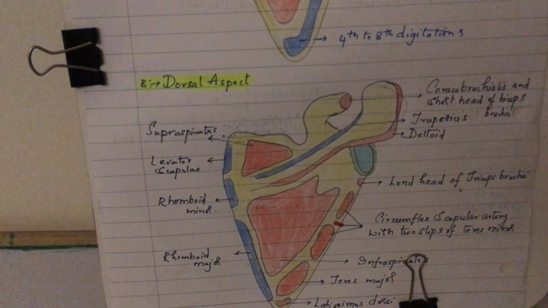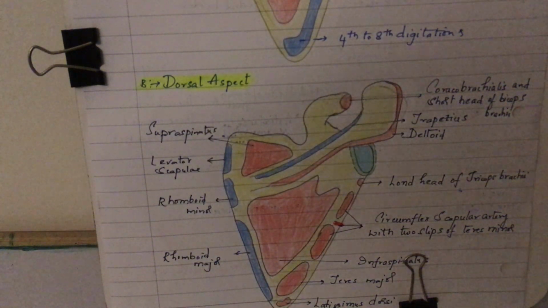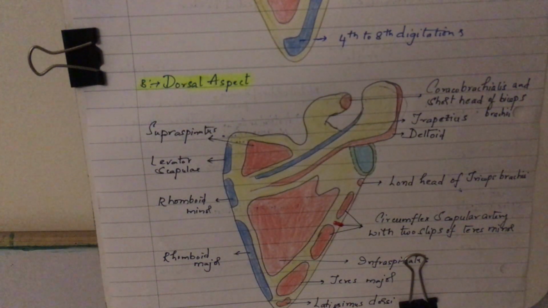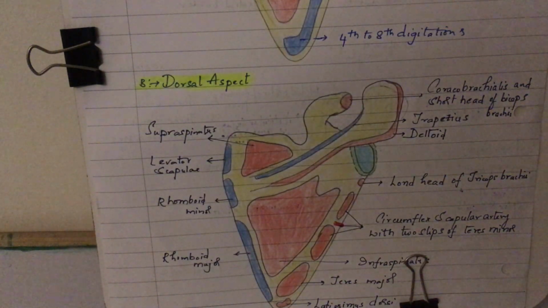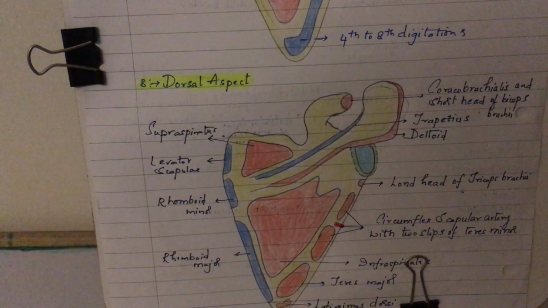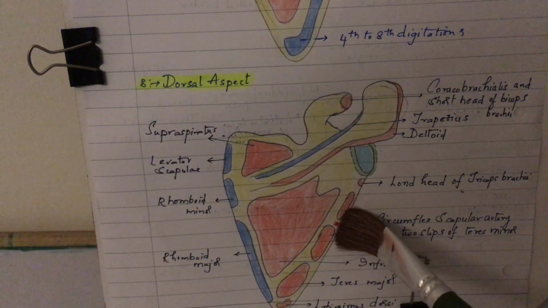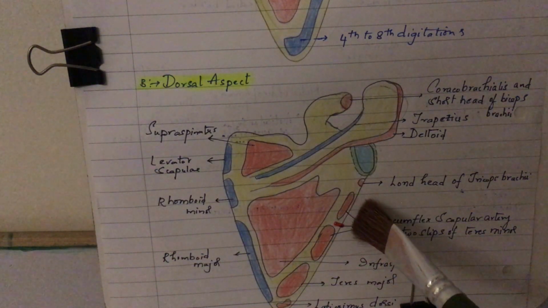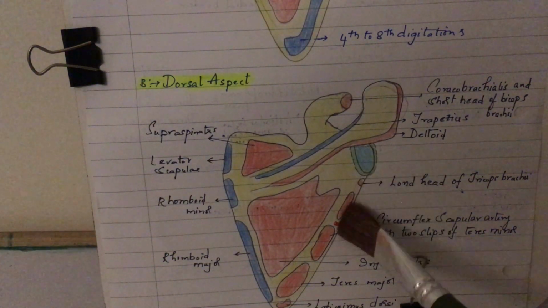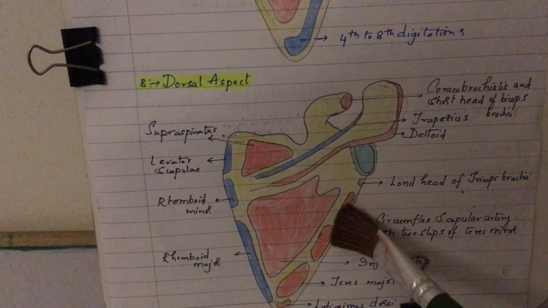And then coming to teres minor. This is the teres minor muscle. The teres minor arises by two slips from the upper 2/3 of the dorsal surface along the lateral border. Along the lateral border, by two slips it arises.